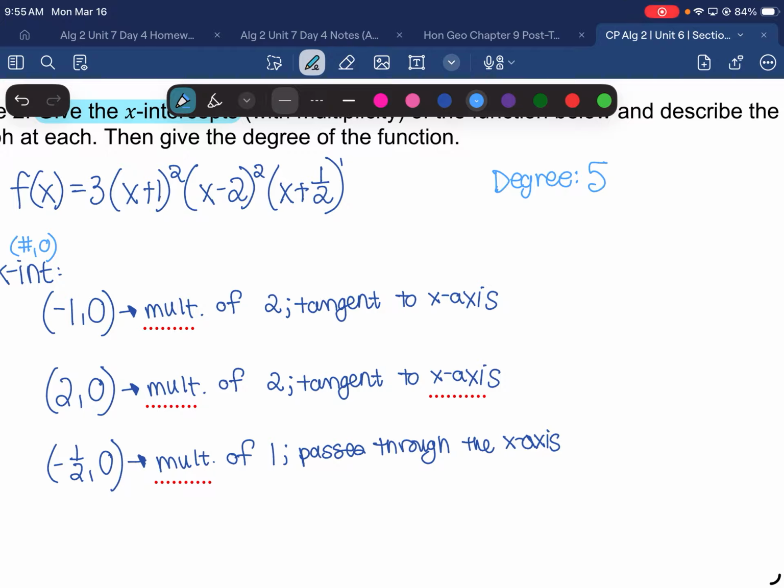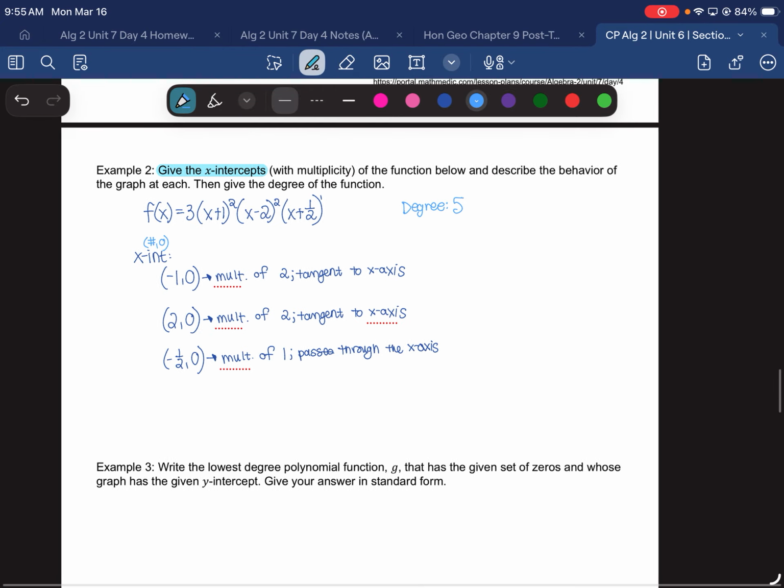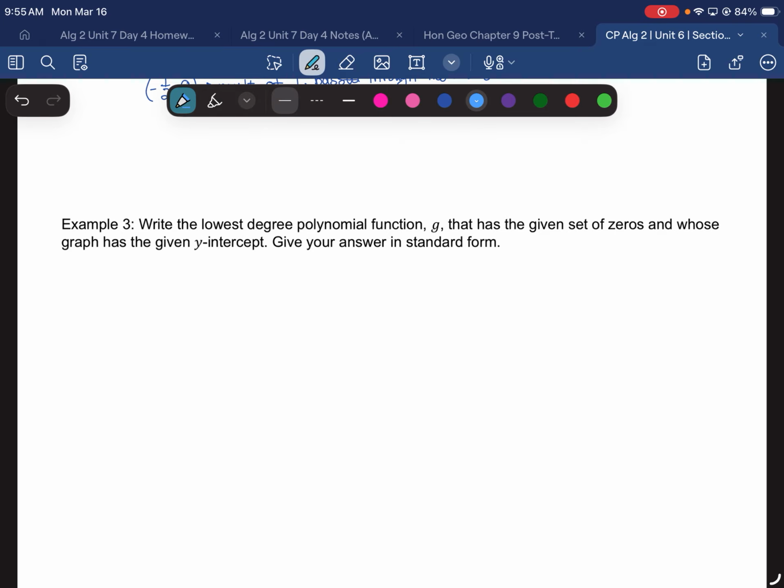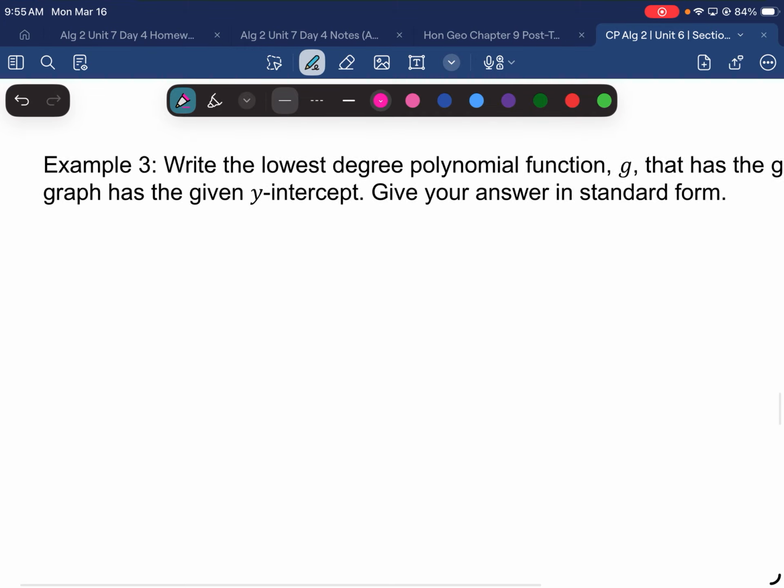That's all you do. Now the directions are going to change on the next one. Write the lowest degree polynomial function, we're going to call this one g, that has the given set of zeros and whose graph has the given y-intercept. We're going to write our answer in standard form. So we're doing a lot of what you did in day 2, where you're writing it in standard form. You're just using different information now. So here's the information that I'm going to give you.